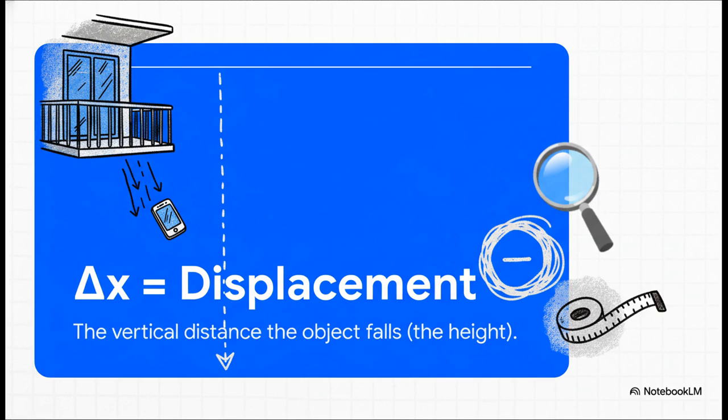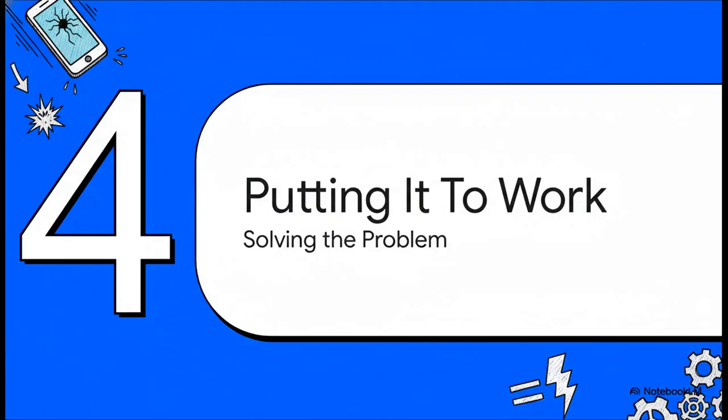That's just the displacement. In a problem like ours, it's the vertical distance it falls, the height of the balcony. And just like with acceleration, because the phone is moving downwards, we're going to make this number negative. Okay, enough theory. We've decoded the formula. We know what all the pieces mean. Now for the fun part, let's actually put it to work and solve that phone problem. It's time to figure out its final unfortunate speed.